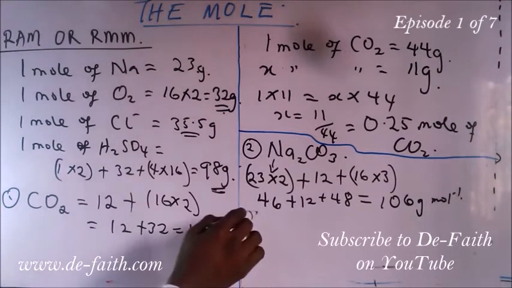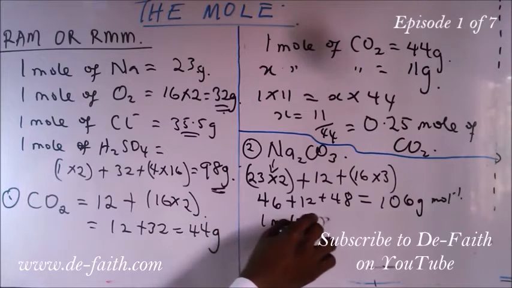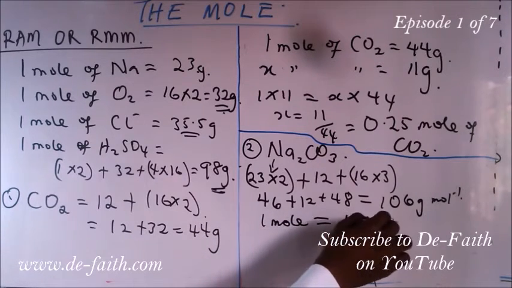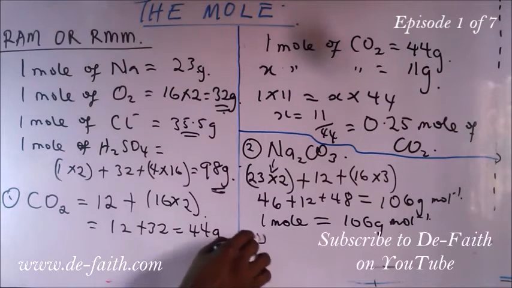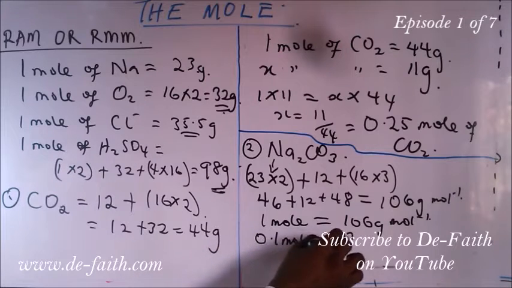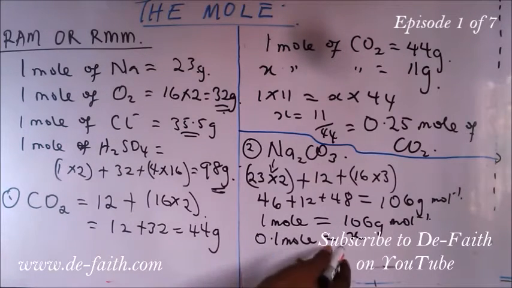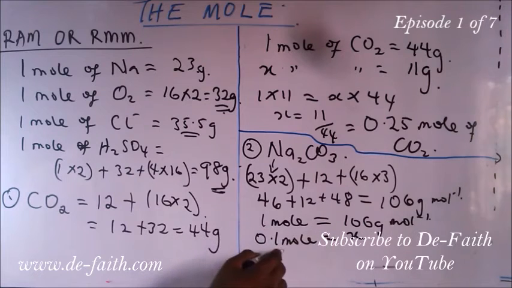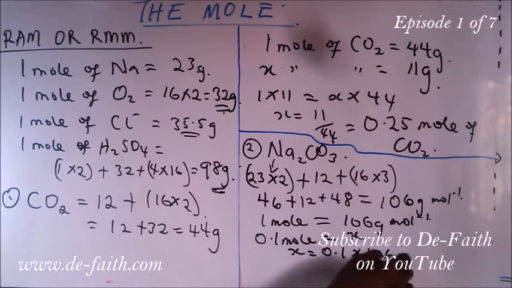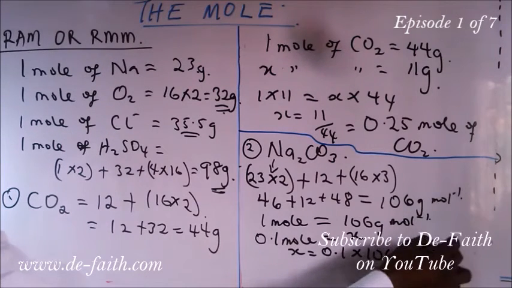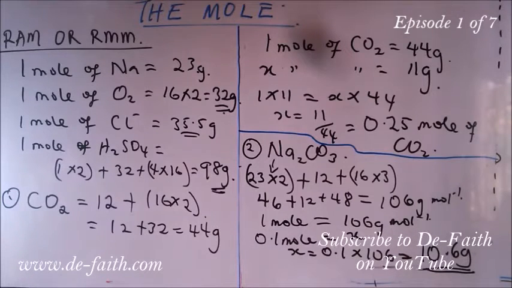So from here, if 1 mole produces 106 grams per mole, now from the question, what will 0.1 mole contain? So 0.1 mole will contain x. For us to get the x, we cross multiply, so x equals 0.1 multiplied by 106. And that will produce 10.6 grams. So that is the number of grams of Na2CO3 present in 0.1 mole of sodium trioxocarbonate(IV).